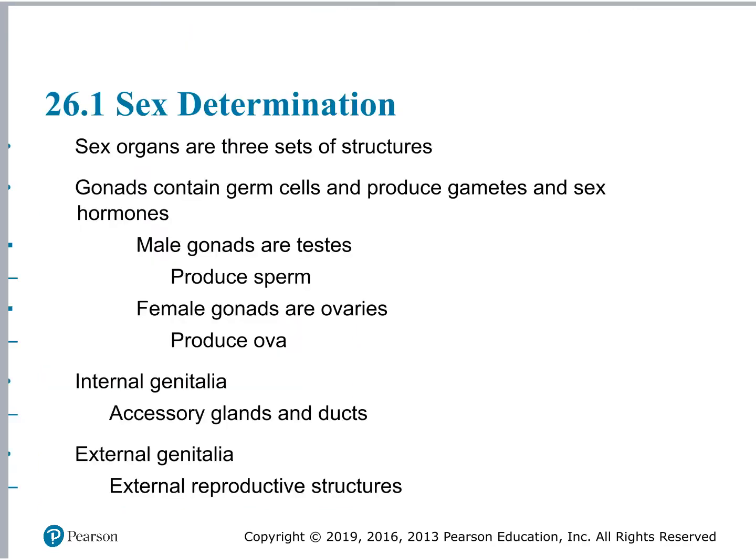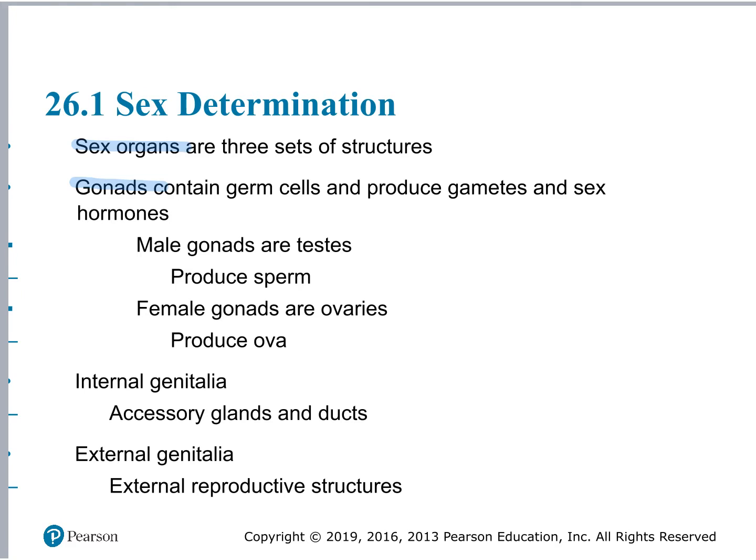But the first thing we're going to talk about is what determines the sex of the fetus, and it boils down to their chromosomes, whether they have a Y chromosome or not. But the sex organs are 3 sets of structures. First, we have gonads, and the gonads are the primary sex organs, and this is because they make the gametes.